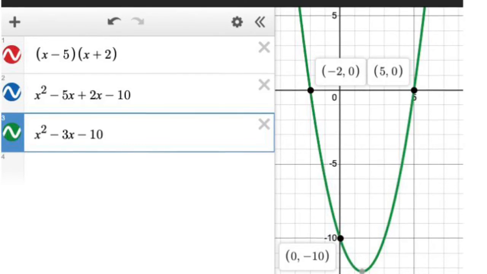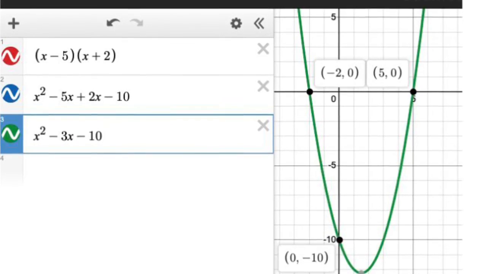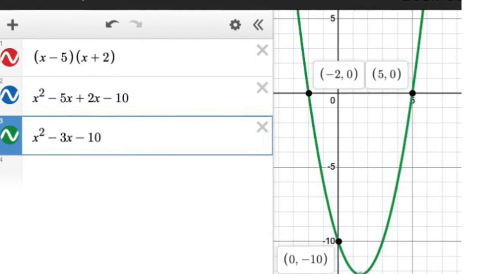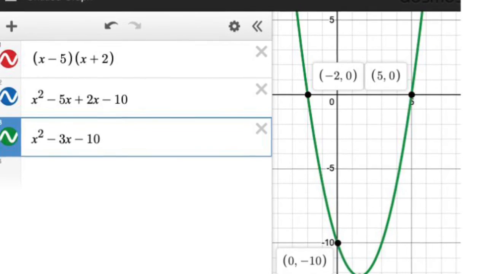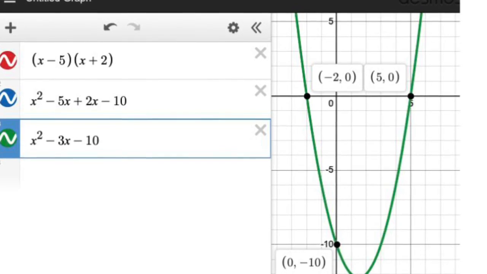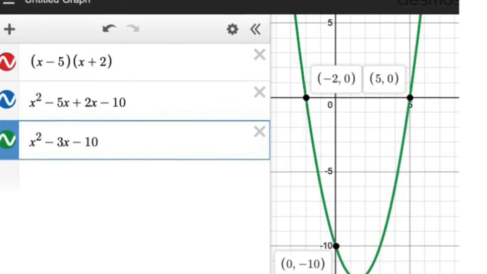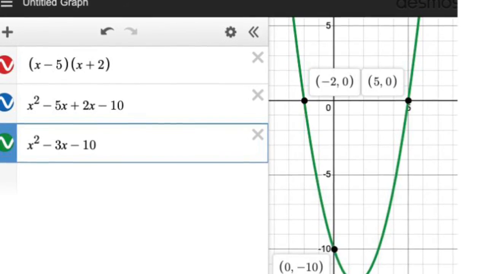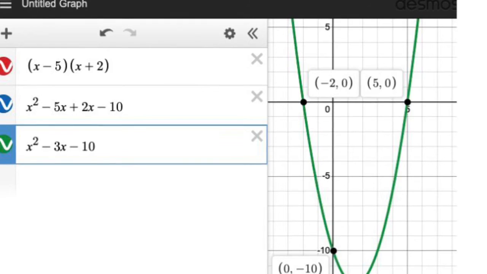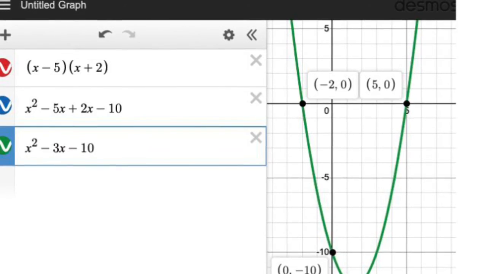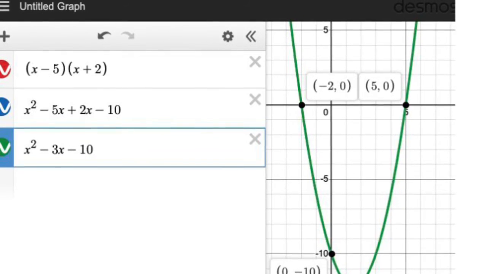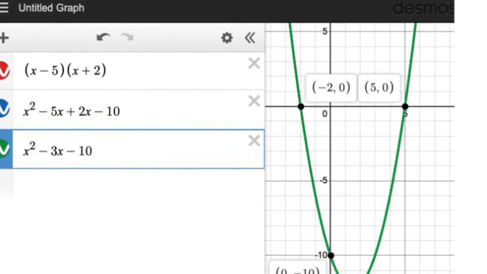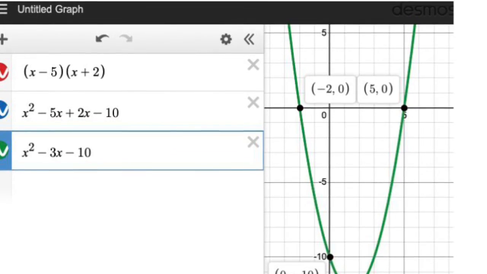The y-intercept would be minus 10. And we can find that minus 10 simply by looking at the equation. We know that in standard form, there was a minus 10 at the end, so that's why the y-intercept is minus 10. And in factored form, we had a minus 5 and a 2. If I multiply the minus 5 times 2, it gives me minus 10. So that's how you can find the y-intercept.